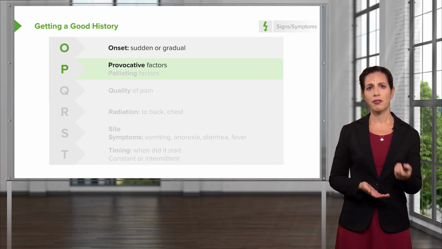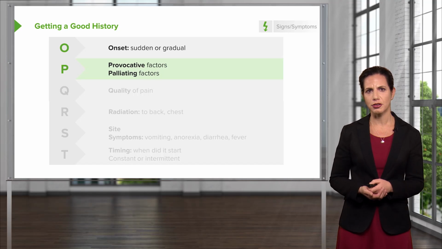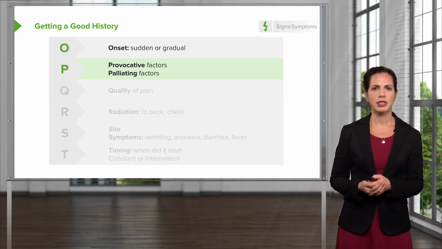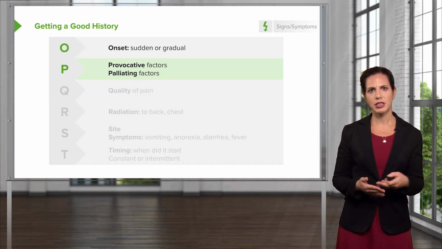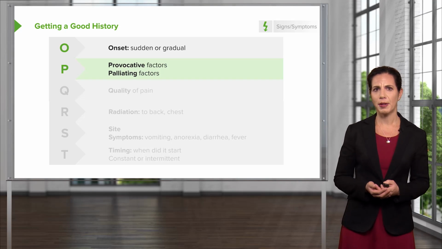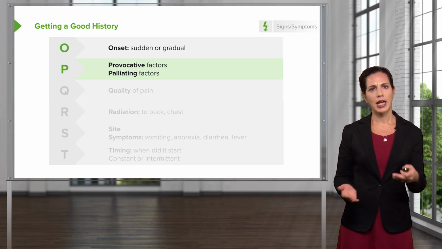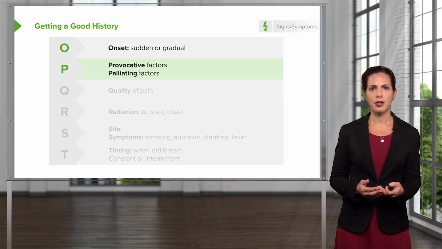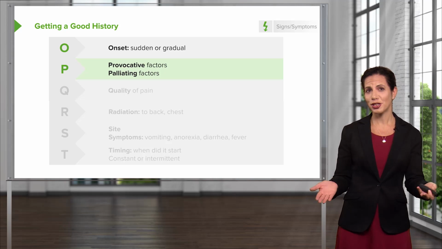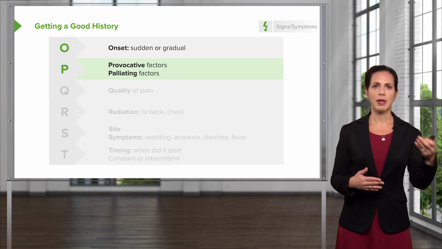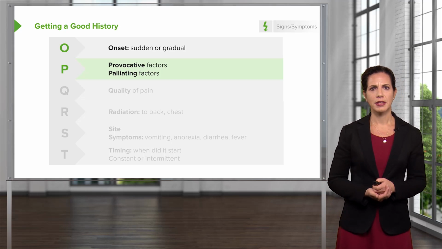P stands for provocative factors or palliating factors. Are there certain things that make the pain worse? Does eating make the pain worse? Especially in gallbladder disease, we think about eating fatty foods making the pain worse. Do certain things make it better? Does it get better when you lie on your side? Does it get better when you eat, potentially? There are certain things that actually get better when you eat. So think about and ask patients about what makes it better and what makes it worse.